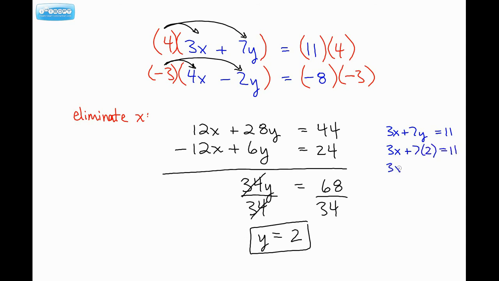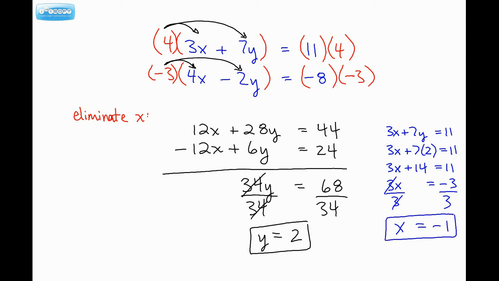So this is 3x plus 14 equals 11. I need to subtract 14 from both sides. So that's going to give me negative 3. And dividing both sides by 3, I get a nice result. Negative 1. Okay, so there's my system.